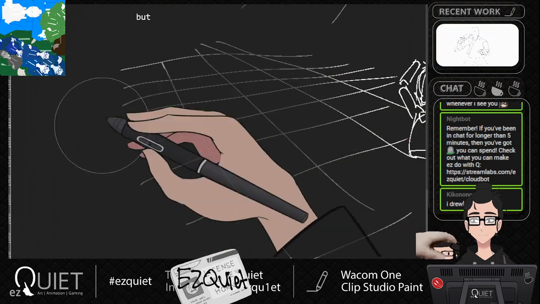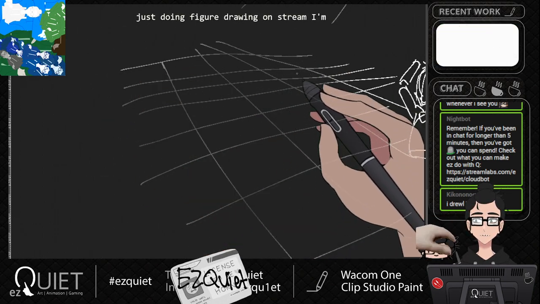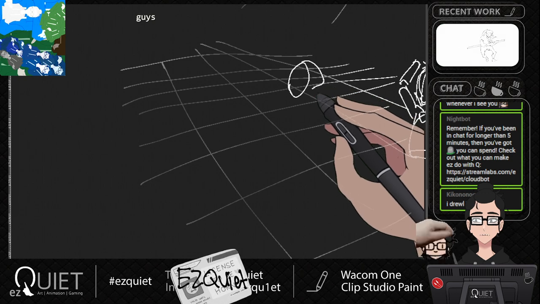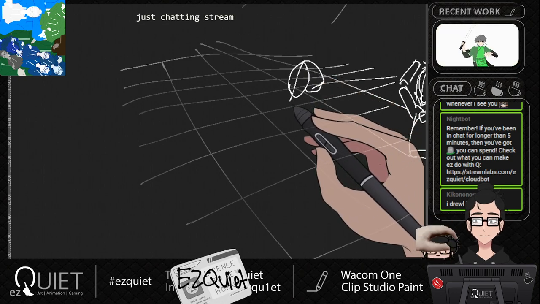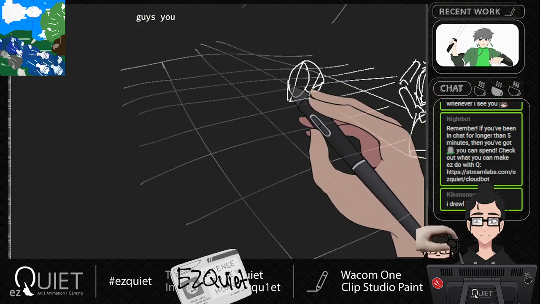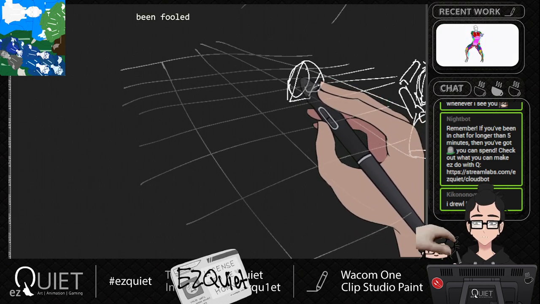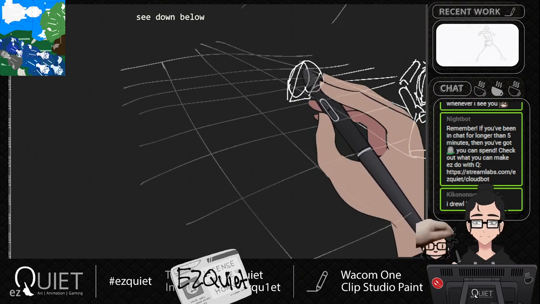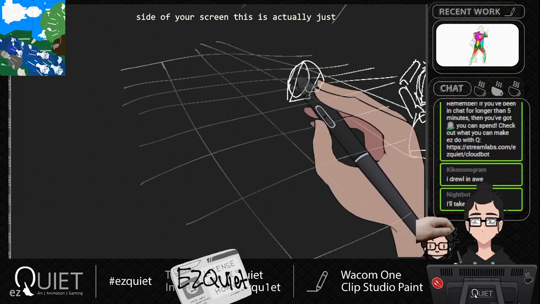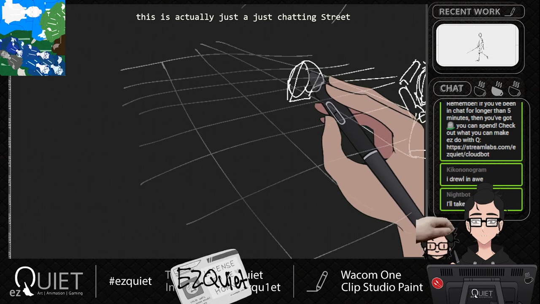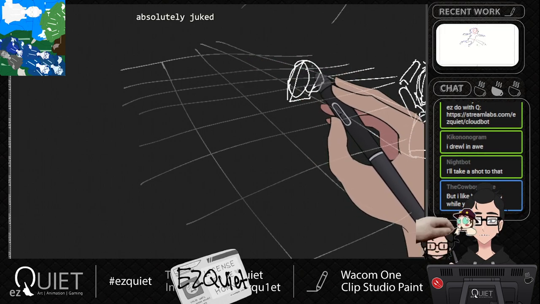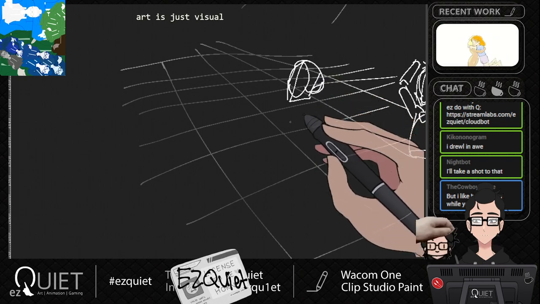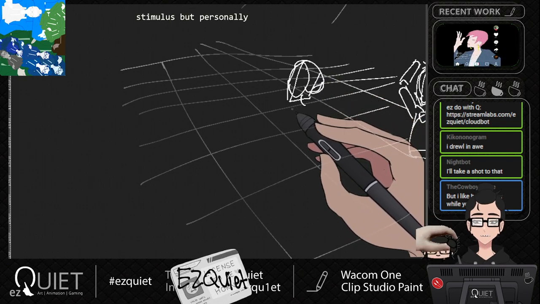But then when I started just doing figure drawing on stream, I'm not actually learning anything from doing this, guys. This is just mindless doodling on a page. Really, this is a just chatting stream. This isn't an art stream, guys. You have been fooled by the art tag you see down below on the left side of your screen. This is actually just a just chatting stream. Get absolutely juked. But I like hearing you while you draw, the art is just visual stimulus. UWU. But personally, I'm not learning anything by doing any of this.